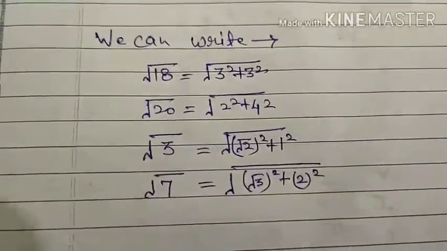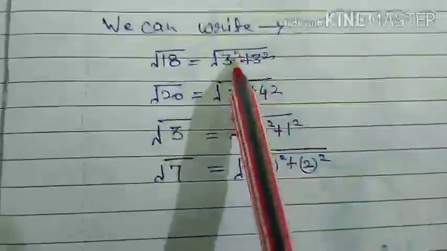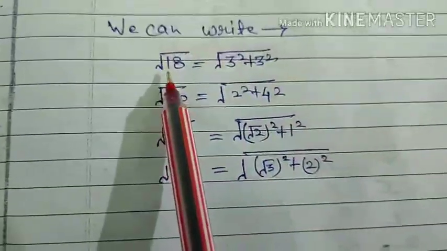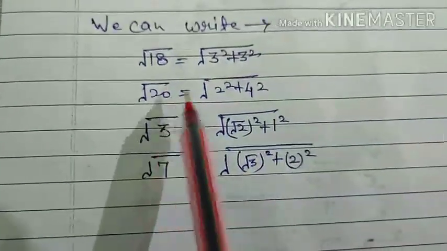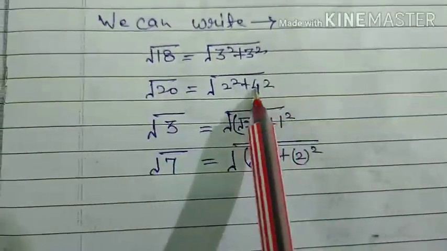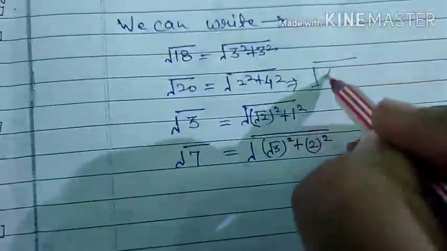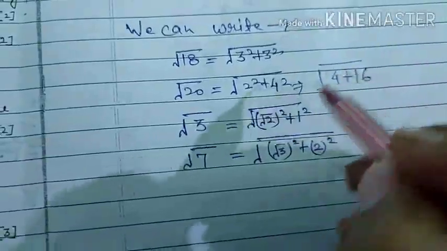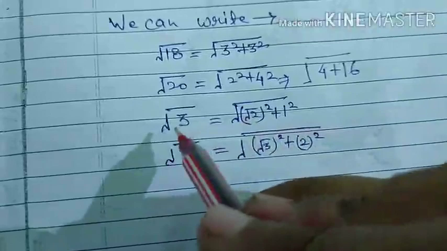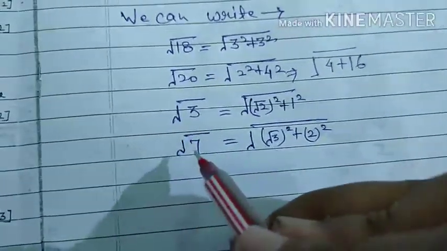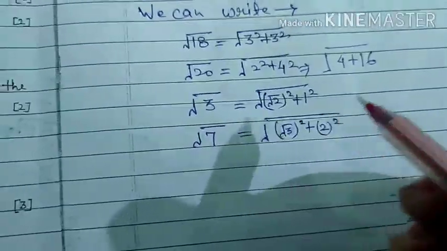We can write some irrational numbers in that way also, as the square root of the sum of two squares. Like root 18 we can write as root of 3 square plus 3 square, root 20 as 2 square plus 4 square, root 16 as 4 square. Similarly root 3 we can write under root 2 square plus 1 square. Similarly root 7 we can write under root 3 square plus 2 square.